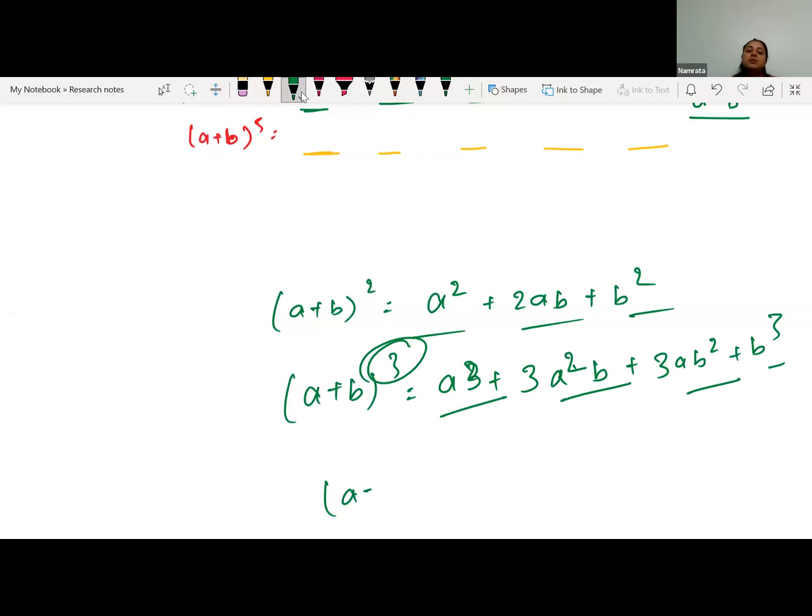So when the power will be 5, how many terms will we be getting? 6. 6 terms. When the power is 7, we will be getting 8 terms. When the power is 8, we will be getting 9 terms. Are you getting it? Yes, ma'am.